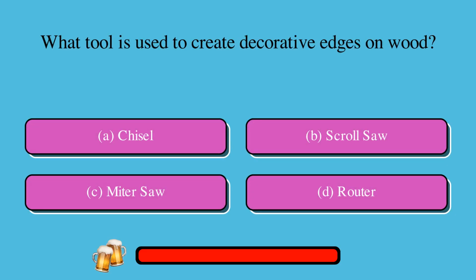Which tool is used to create decorative edges on wood? Is it A. Chisel, B. Scroll saw, or C. Miter saw, or D. Router? The correct answer is D. Router.